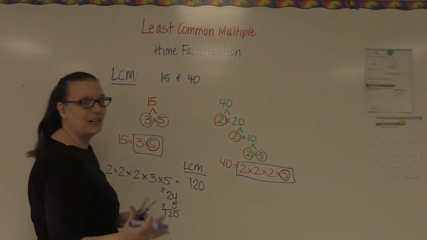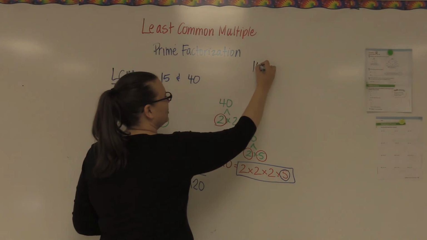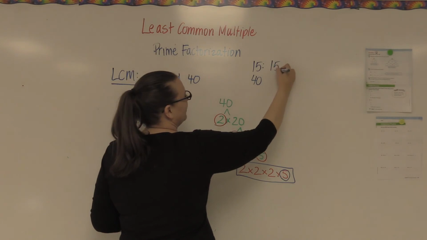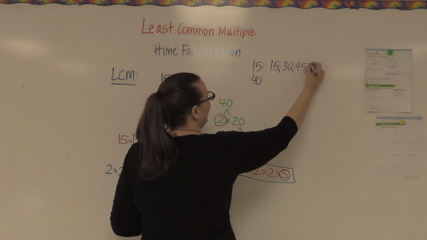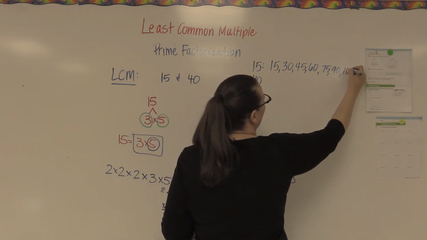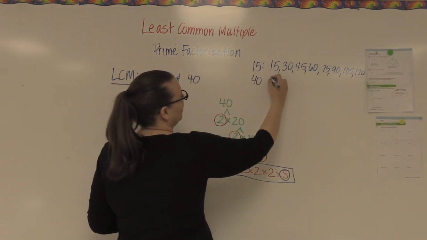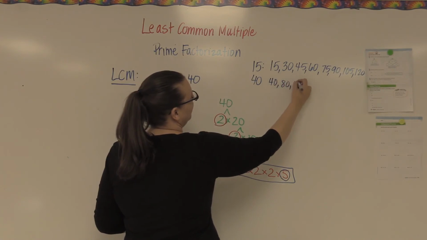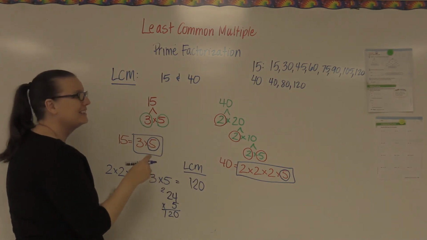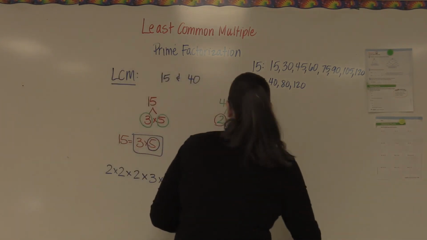Now, if we had done it the way that we learned the first time, that's writing a lot of numbers to get to 120. Not as much on the 40 side, but check this out, just for reference. If I were doing multiples of 15, 15, 30, 45, 60, 75, 90, 105, 120. Look how far I had to write to get to that number. 40 is not as difficult. 40, 80, 120. You can see how this particular method might be better for finding least common multiple with bigger numbers. Let's go ahead and try another set of numbers like this and see how it goes.